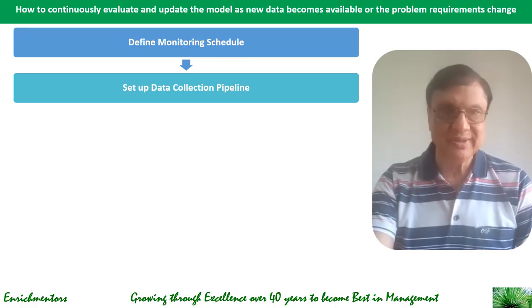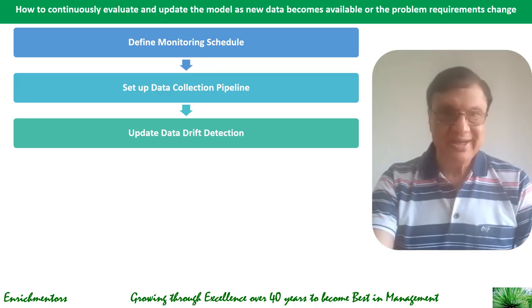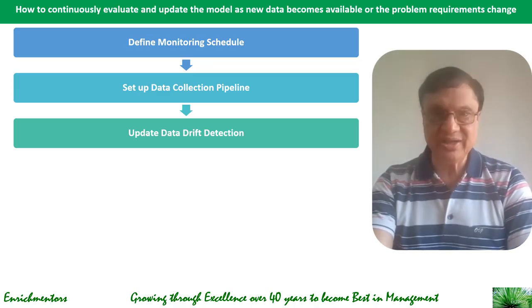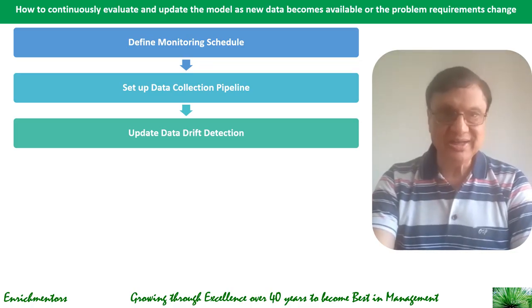Then you implement a robust data collection pipeline to ingest new data and prepare it for the model evaluation. Ensure that the pipeline captures relevant features, pre-processes the data appropriately, and maintains the data quality and integrity. Then you continuously monitor data drifts, changes in distribution of input data over a period of time. Enhance data drift detection mechanisms to detect and quantify shifts in the data distribution, and trigger alerts or actions when significant drift is detected.